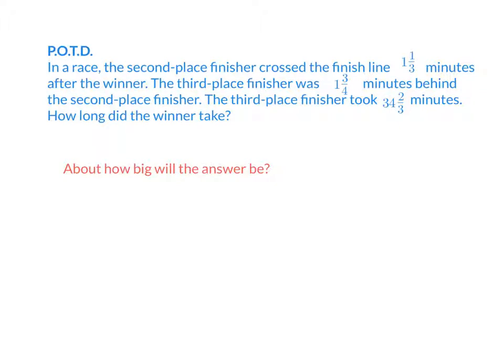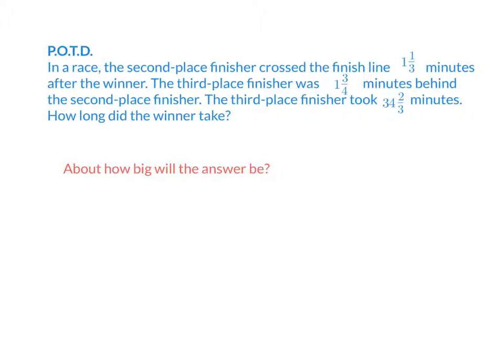It says, in a race, the second place finisher crossed the finish line 1 1/3 minutes after the winner. The third place finisher was 1 3/4 minutes behind the second place finisher. The third place finisher took 34 2/3 minutes. How long did the winner take?